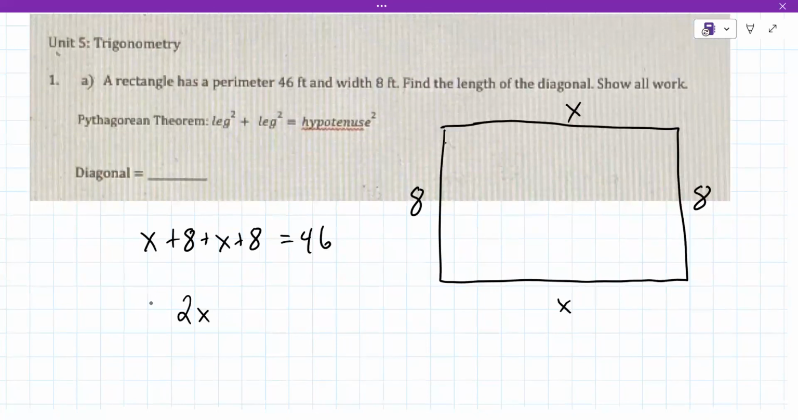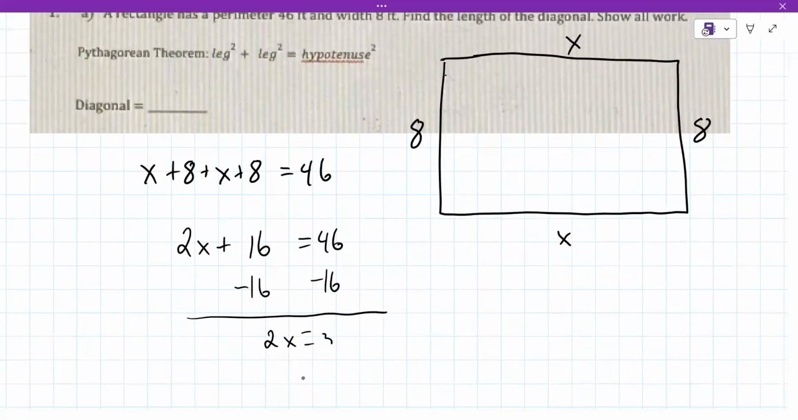So that becomes 2x plus 16 equals 46. Combining like terms, subtract 16 from both sides, and you get 2x equals 30. Divide by 2. So x ends up being 15.